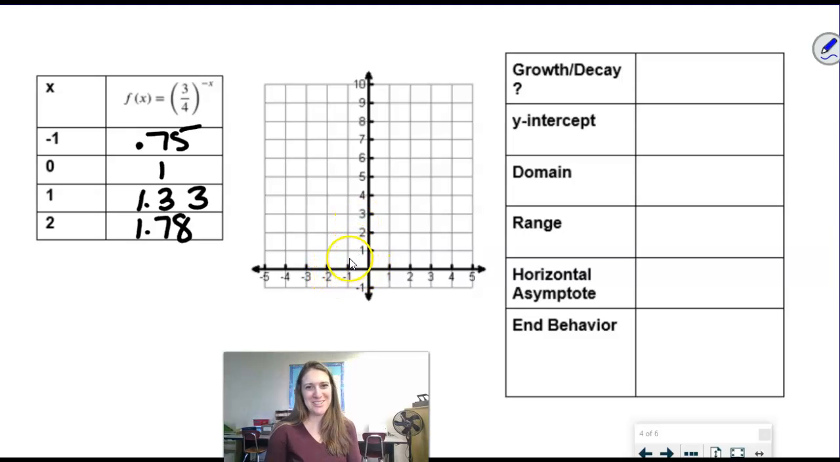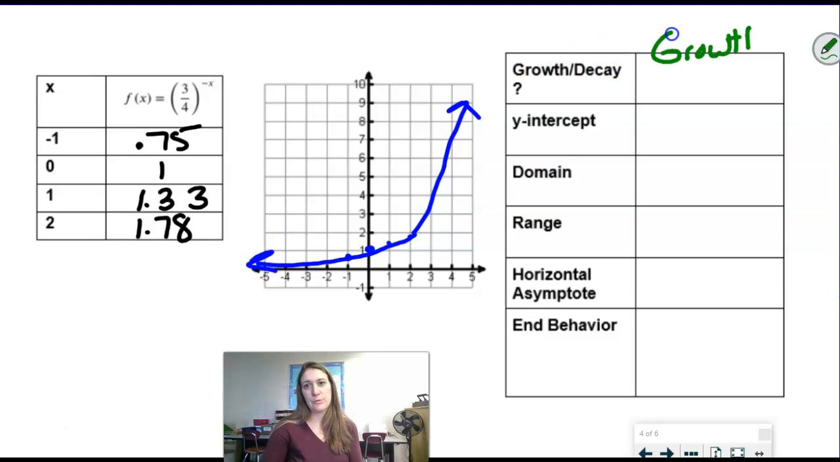Okay, -1, 0.75. 0, 1. 1, 1.3. And 2, 1.78. Now, I haven't even plotted points very well, but what I can tell from my calculator is it actually was a growth. It's slow to grow. All right, let's talk about why it's a growth, first of all.